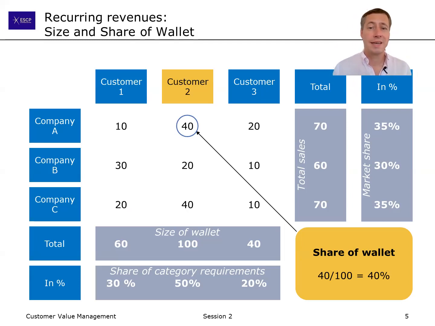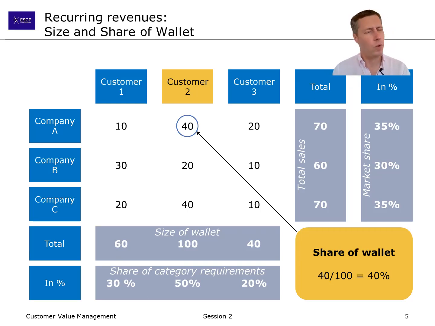Usually, we are interested in a company or brand perspective, which means that usually we sum up these values by row. 10 plus 40 plus 20 gives 70. 30 plus 20 plus 10 gives 60. And 20 plus 40 plus 10 gives 70. 70, 60, and 70 is the total amount of money that the companies A, B, and C make with all customers in the market. So it's equal to total sales. If we sum it all up, 70, 60, and 70, we get to 200. And if we divide the total sales by the 200, we get market shares, 35, 30, and 35.